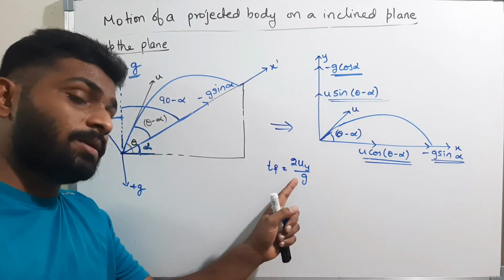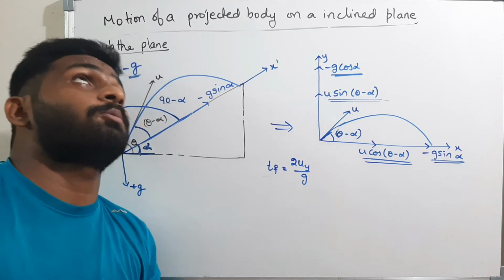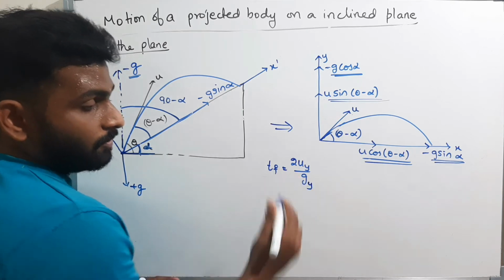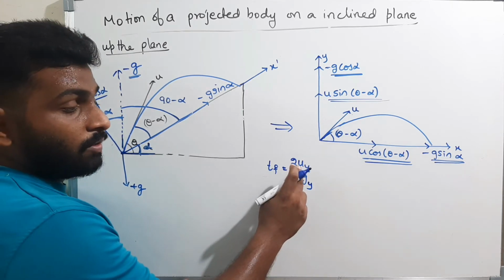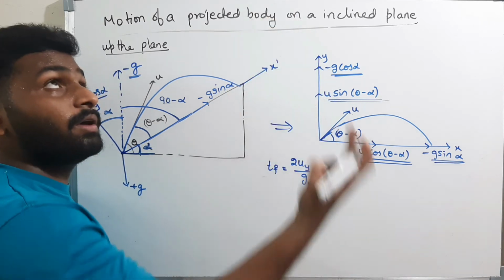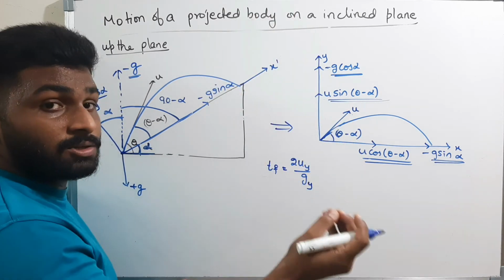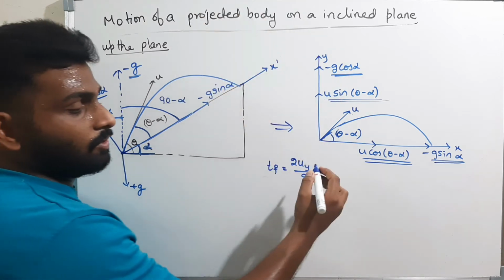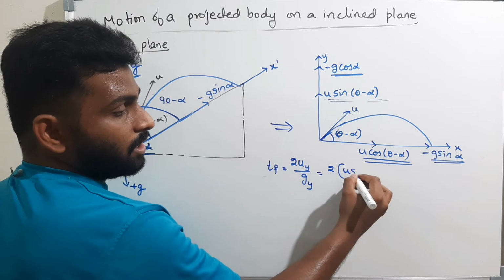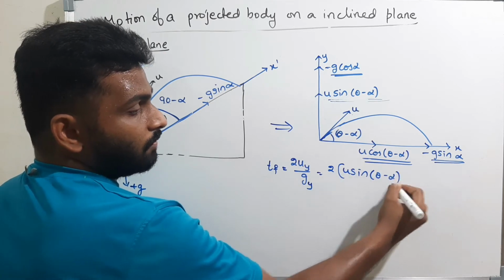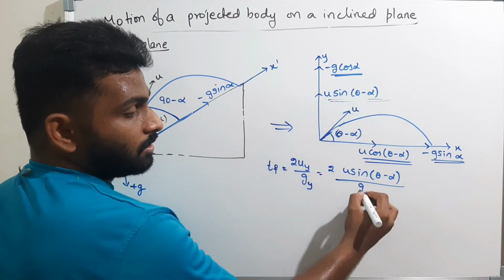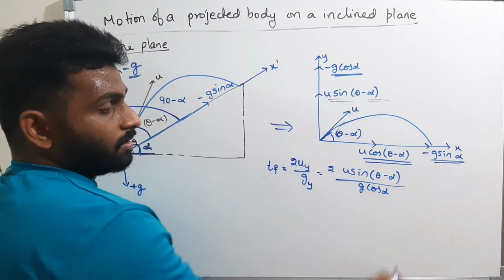Always, whether it is projectile motion or a vertically projected body, the time of flight is 2uy by gy, where uy is the velocity in the vertical direction, that is, along the y-axis, and gy is the acceleration due to gravity acting along the vertical axis. Therefore, 2 into the vertical velocity, u sin(theta minus alpha), by gy, and gy is nothing but g cos alpha. This is the time of flight.